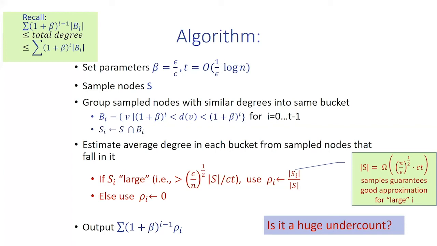Okay. So now the biggest question is, if we had a lot of samples, this would be a good estimate. That would be great. These guys, though, we didn't have a lot of samples, and then we totally undercounted by setting rho sub i to be zero. So the question is, did we just blow it by making a huge undercount? And why in the world did we do this?